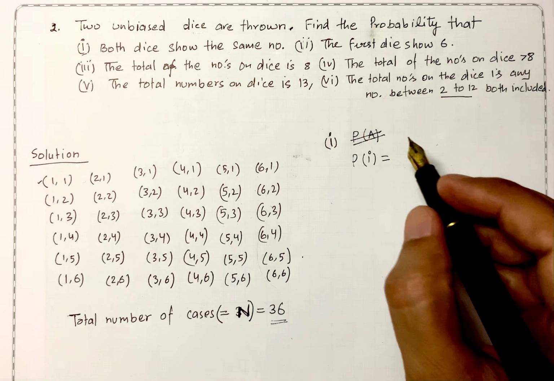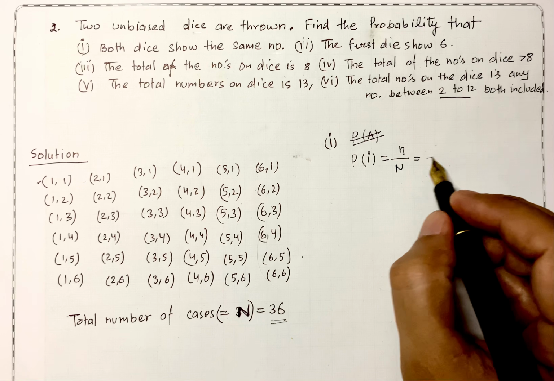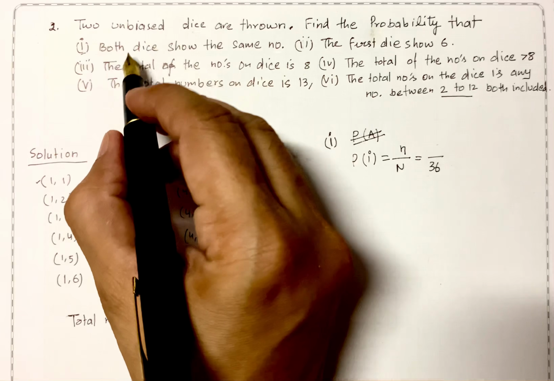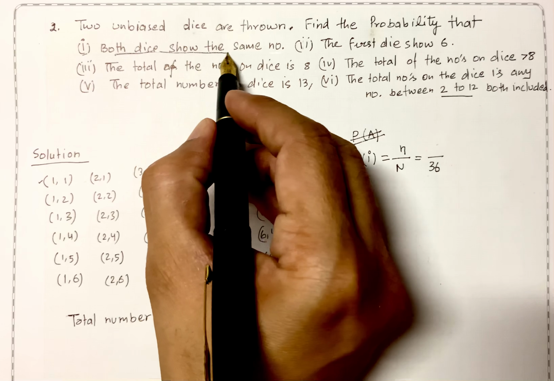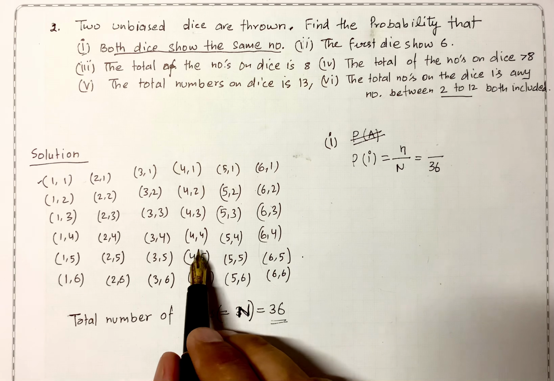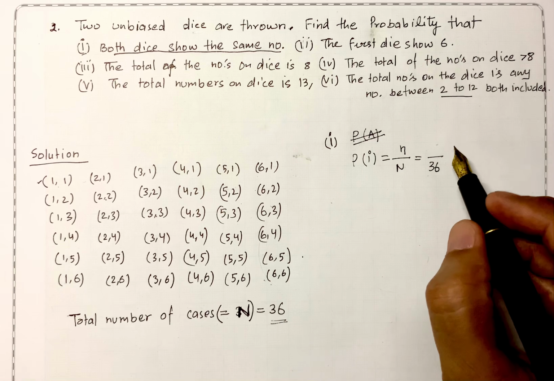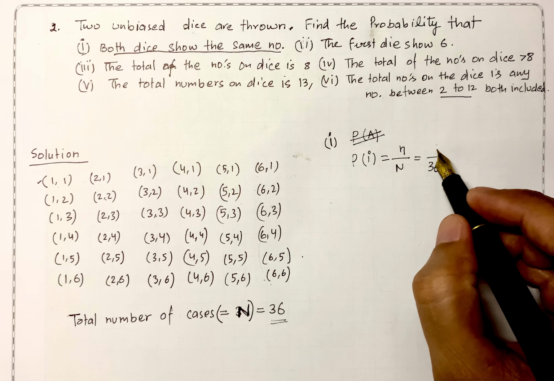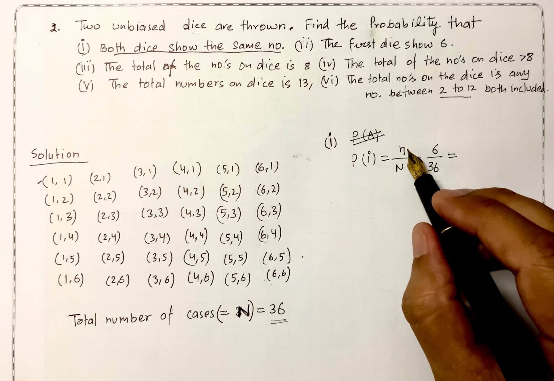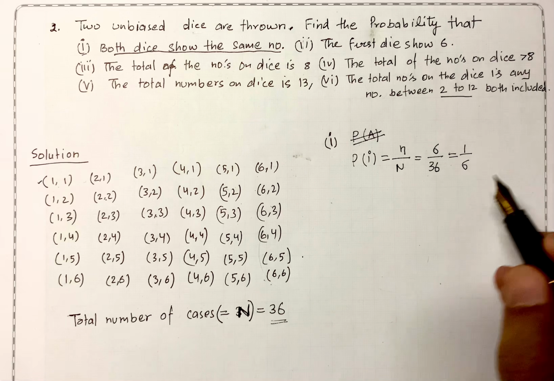Probability of first to happen is the number of favorable cases divided by the number of total cases. The number of total cases I already know, they are 36 here. Number of favorable cases, both dice show the same number. So if you look, 1 1, 2 2, 3 3, 4 4, 5 5, 6 6, so 1 2 3 4 5 6 possibilities are there where the dice show the same number. So it is 6 by 36. The number of favorable is 6, small n, and that becomes of course 1 by 6.